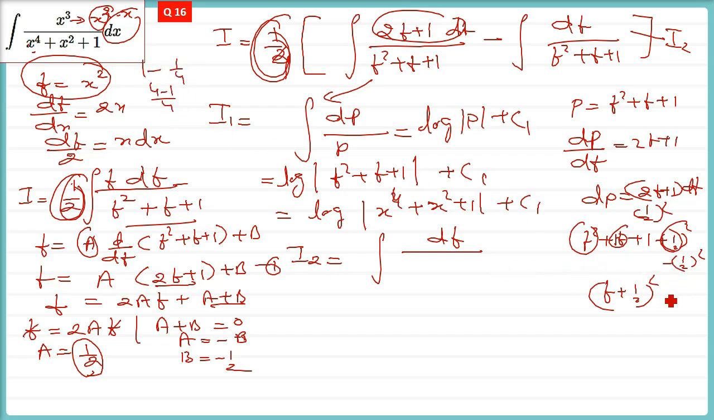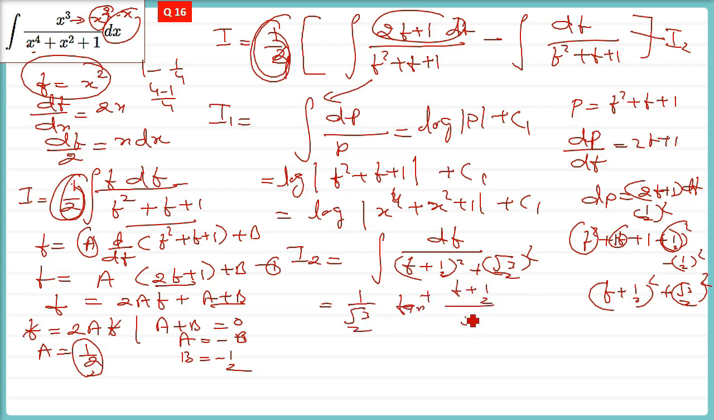So this will be plus root 3 by 2 whole square, because 3 by 4, if you want to square it, will be root 3 by 2 whole square. I've written a negative; I'm making it a plus now. So t plus half whole square plus root 3 by 2 whole square. You already know the result of this. It will be 1 by a tan inverse x by a, so t plus half by root 3 by 2.